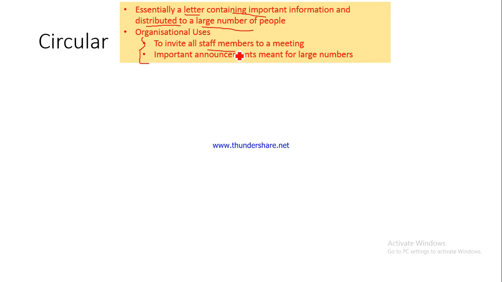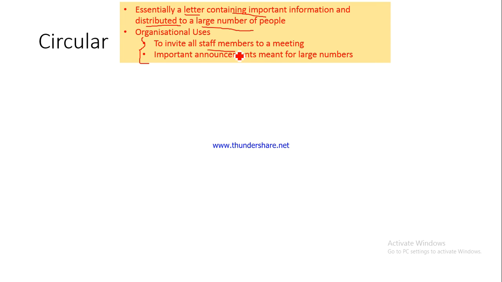Now why is this different from notice? Because in notice you cannot be sure that every single individual for whom this notice was meant has actually read this notice. While in circular you can be sure of this, and plus as a proof you also have everybody's signatures at the bottom. Right? So this is how circulars are used in the organization.